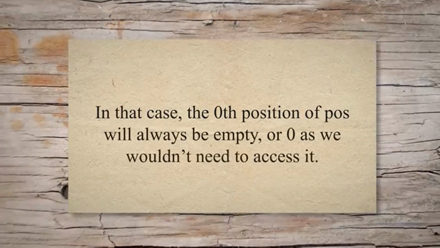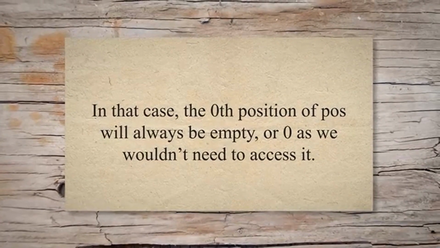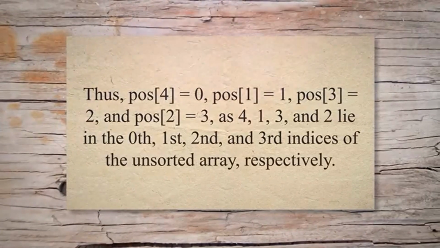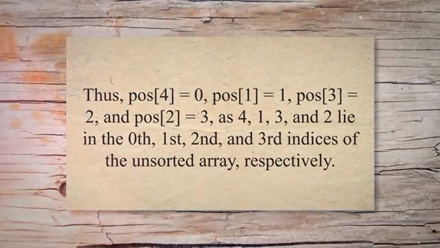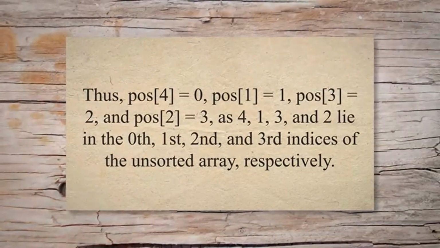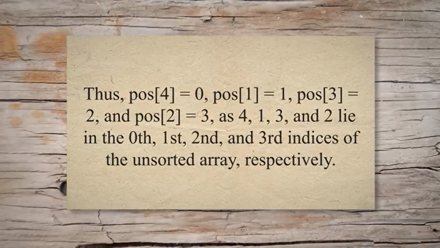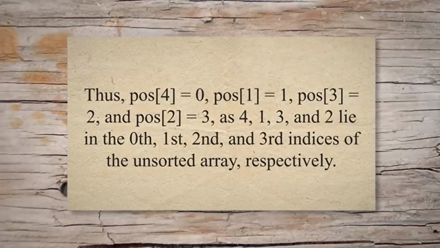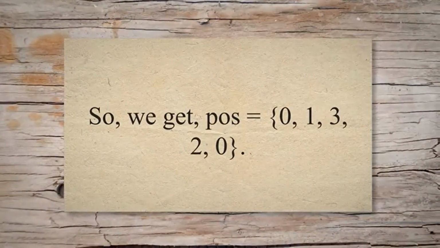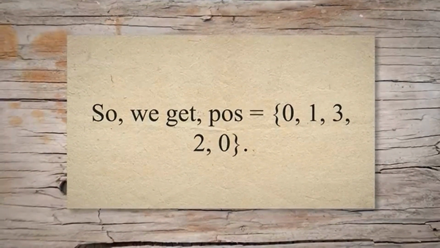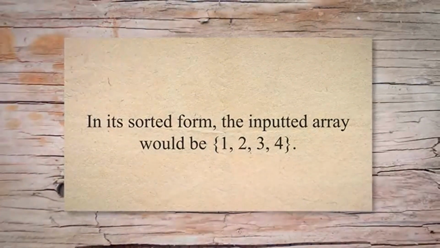In that case, the 0th position of pos will always be empty, or 0, as we wouldn't need to access it. Thus, pos[4] equals 0, pos[1] equals 1, pos[3] equals 2, and pos[2] equals 3, as 4, 1, 3, and 2 lie in the 0th, 1st, 2nd, and 3rd indices of the unsorted array, respectively. So, we get pos equals 0, 1, 3, 2, 0. In its sorted form, the inputted array would be 1, 2, 3, 4.